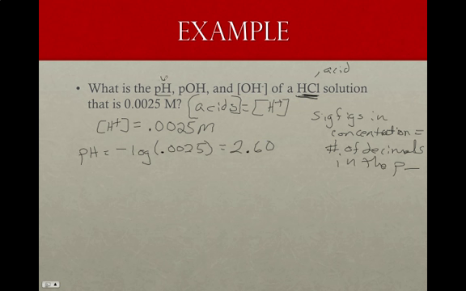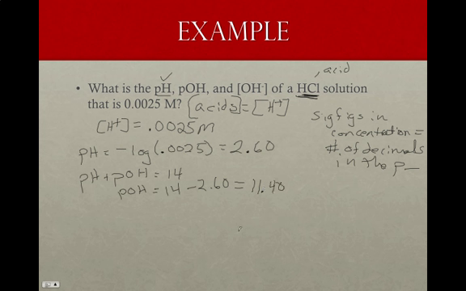Now what's our pOH? Well, we know that pH plus pOH equals 14. So that means our pOH is going to equal 14 minus our pH, which is 2.60. And for this, because 14 is the highest number it goes, we assume that that has infinite decimal places in terms of sig figs. So that gives us a pOH of 11.40.